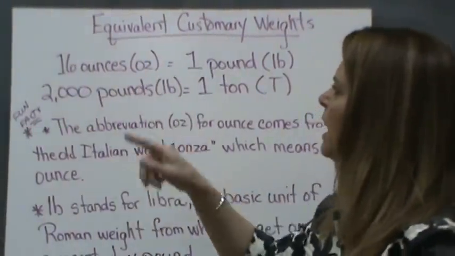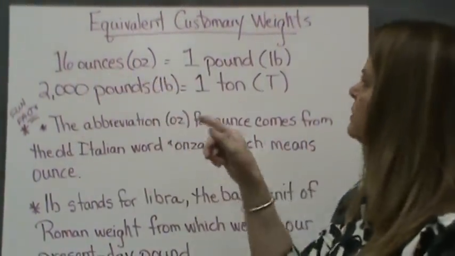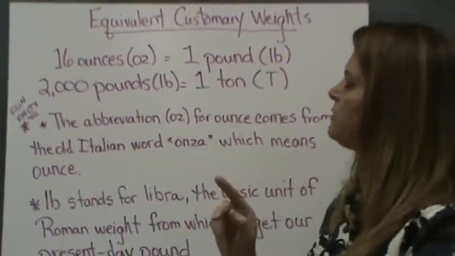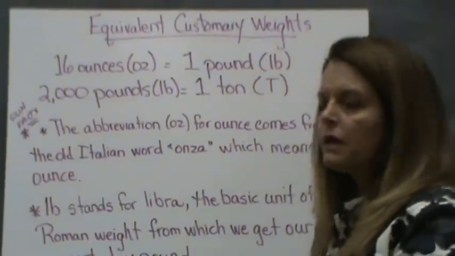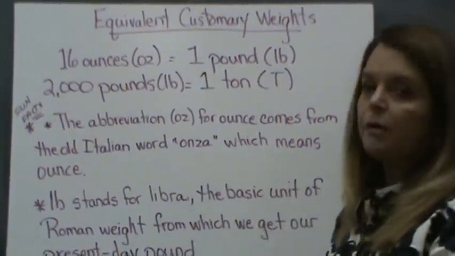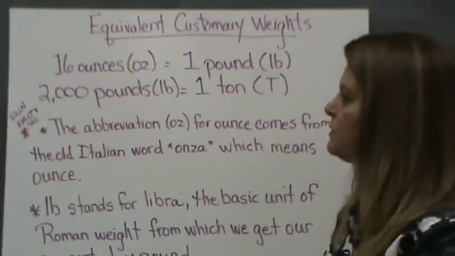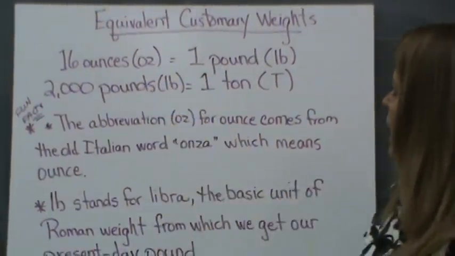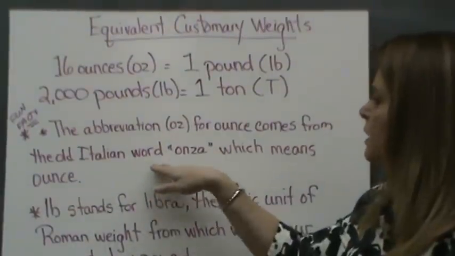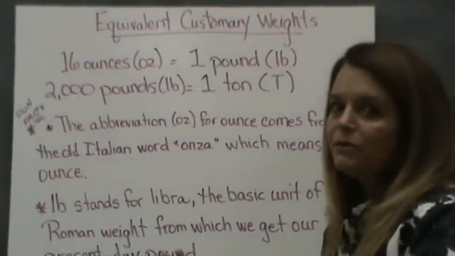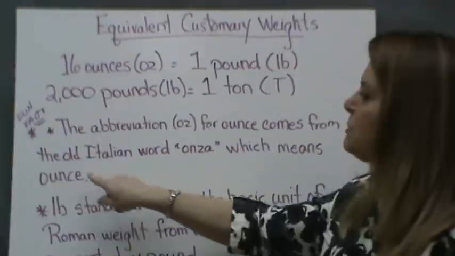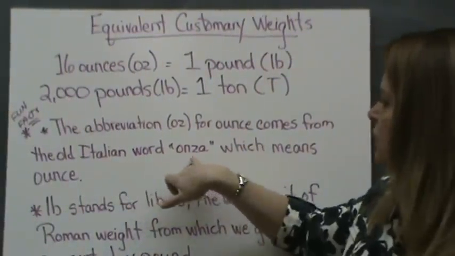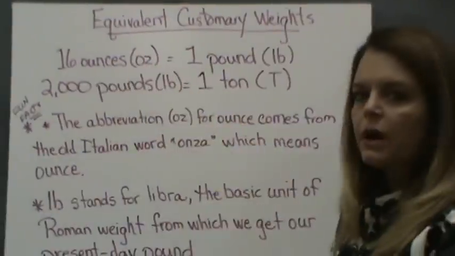And I'm always asked, OZ is the abbreviation for ounces, and LB is the abbreviation for pound. Where in the world does that come from? Ton makes sense. It's a capital T. It's a big weight. It gets the capital T. Couple fun facts. The abbreviation OZ for ounce comes from an old Italian word, onza, I don't know if I'm saying that correctly, which means ounce. And here you see the O and the Z that we use for our abbreviation.